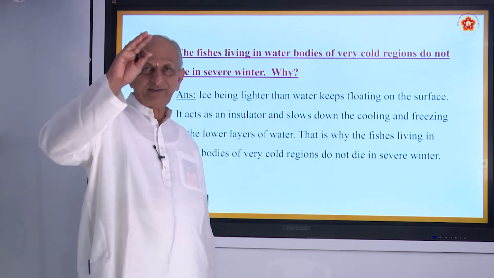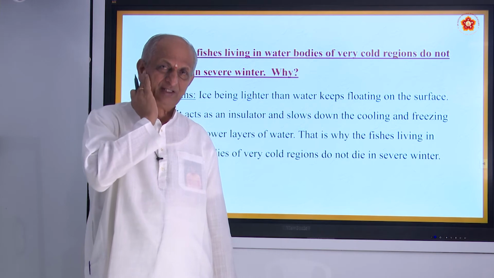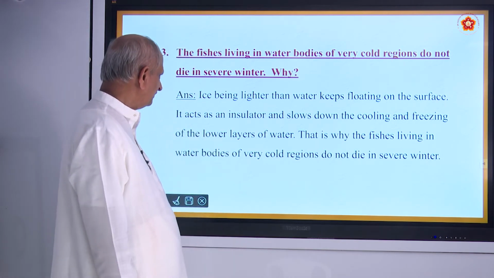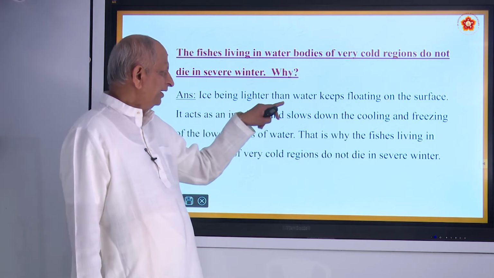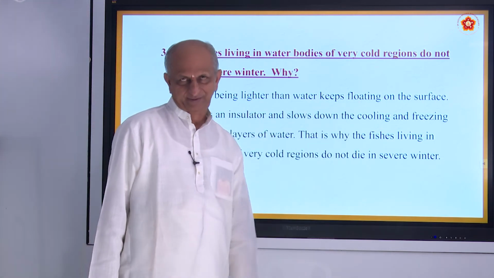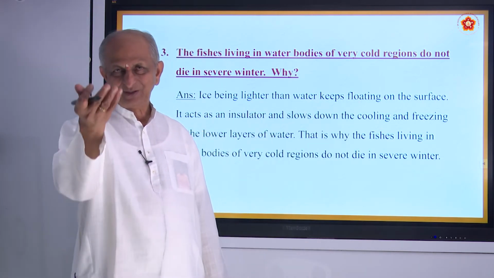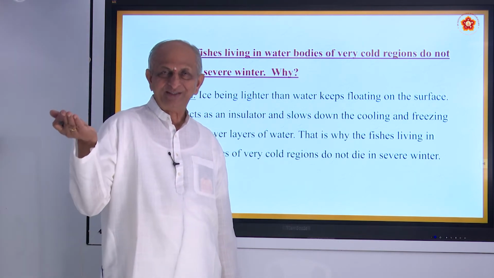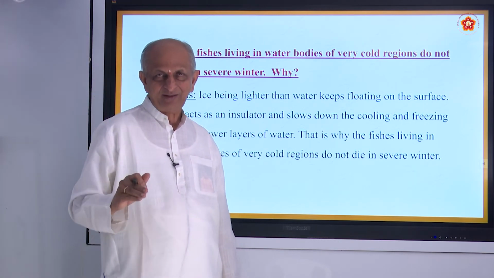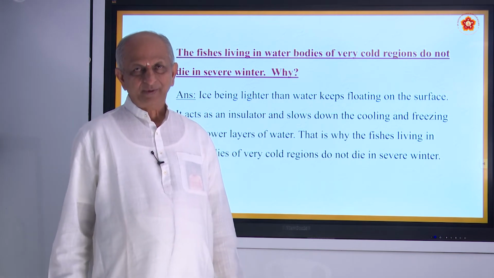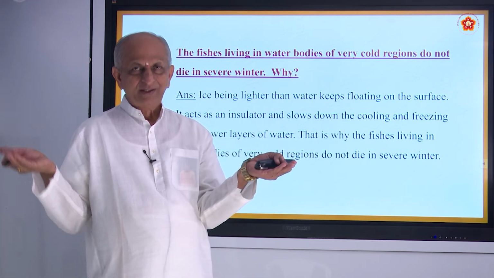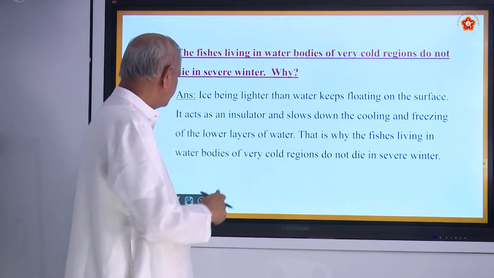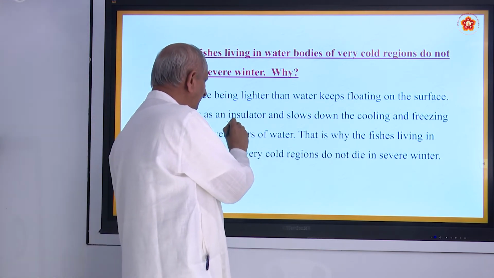Where do you find it? You find it in Arctic or Antarctic regions where the temperature is below -10, -15, etc. So ice being lighter than water keeps floating on the surface. This is your experience also, is it not? Even though ice is another form of water only, it floats because volume becomes more, density becomes less. The density less, it will float. So it acts like an insulator.